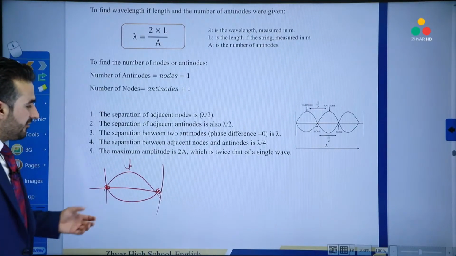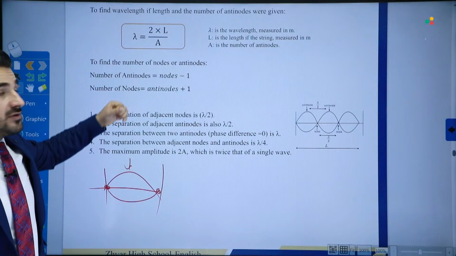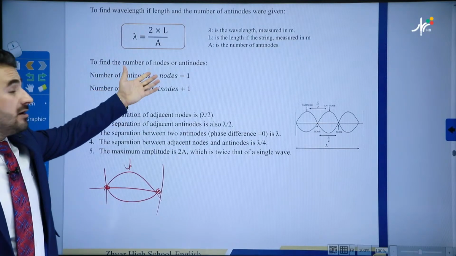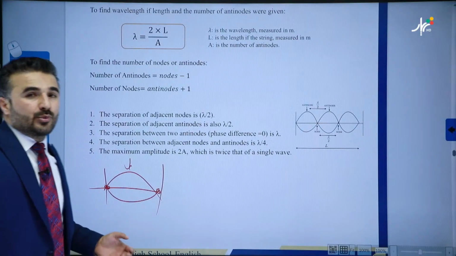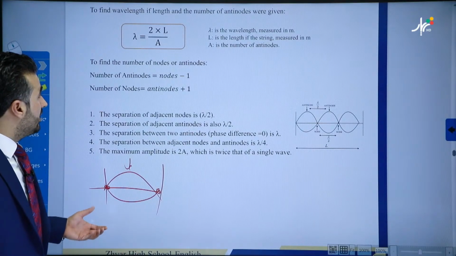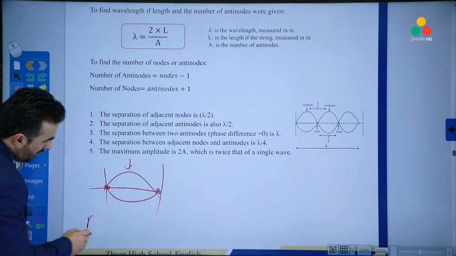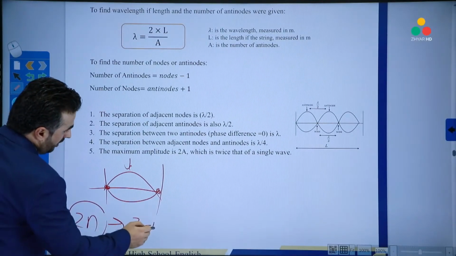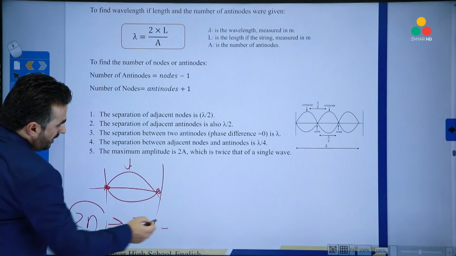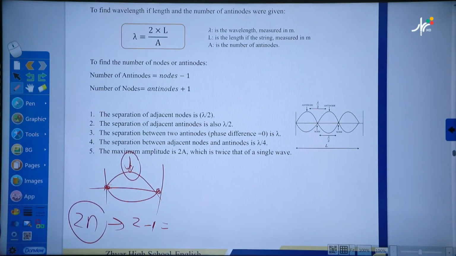So if you want to, for example, find the number of nodes and antinodes, if the number of nodes is given and you are asked to find the number of antinodes, in this case we'll say nodes minus 1. So we have 2 nodes, yeah? If we want to find the number of antinodes, we'll just say 2 minus 1, because here's the equation, yeah? 2 minus 1 will get 1 antinode, and that would be correct, yeah?